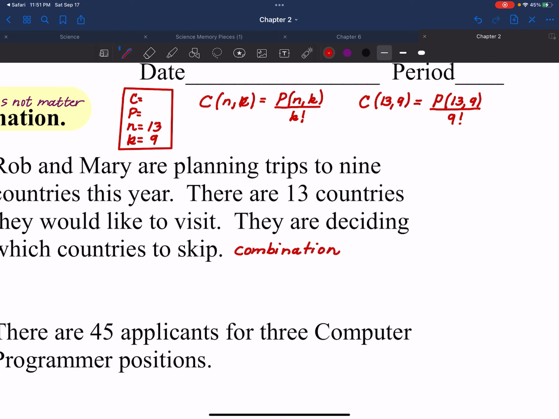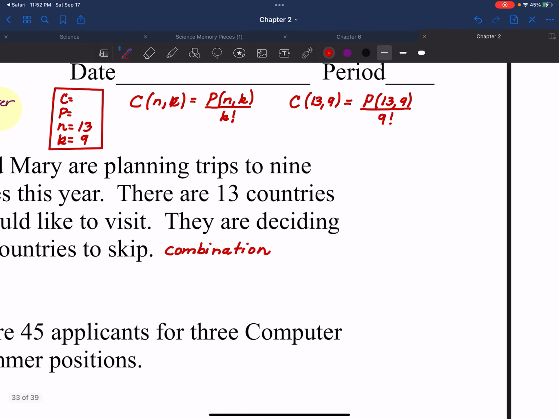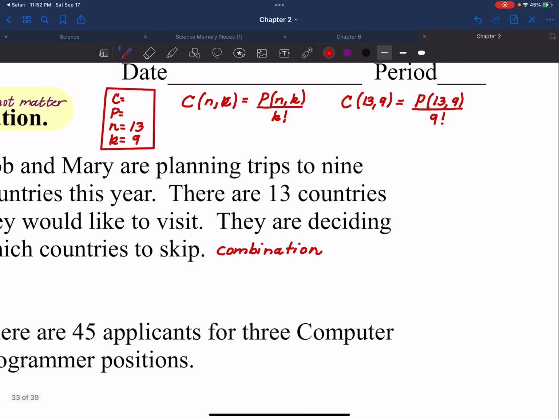So using the calculator, let's do P of 13,9. So we have all clear, 13 shift 1, 9 equals. I have to write it down because I can't keep it in memory. This is huge. 259,459,200.